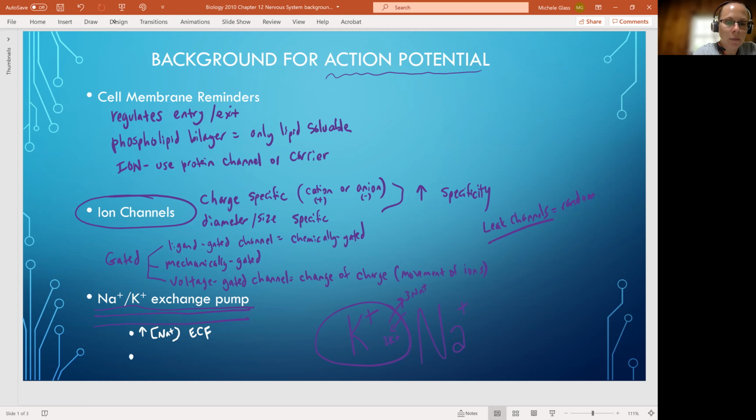And this has set up a resting membrane potential, where the ECF has a positive charge and the ICF has a negative charge. So when we talk about resting membrane potential, we're really referring to the cell membrane itself.